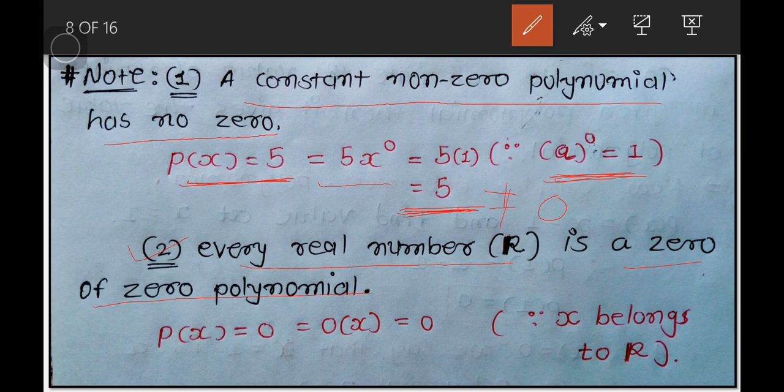As we studied in the previous lecture, if a polynomial is equal to 0, then it is called the zero polynomial. So we can write the zero polynomial as 0 times x. Now if we put any real value of x, we always get 0. Then we can say that every real number is a zero of the zero polynomial, because it always makes it equal to 0.